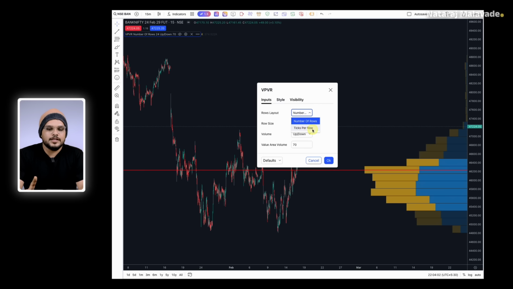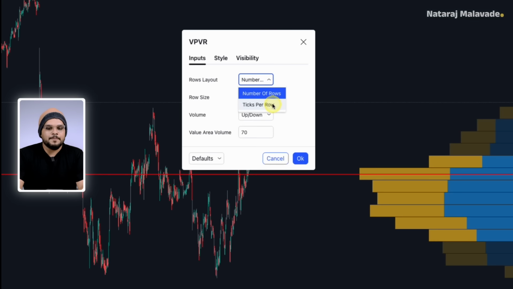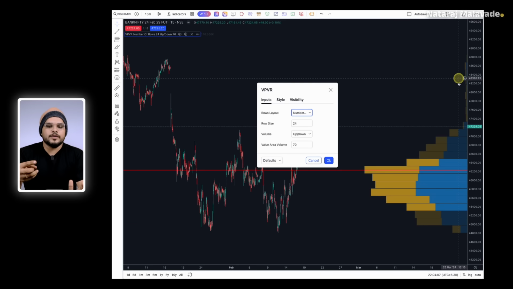So listen to me carefully. There are two different methods to calculate it: number of rows or ticks per row. If I click on number of rows, how many rows do you want to calculate here? For example, let's say 24 means that we will get 24 histogram bars on the volume profile.